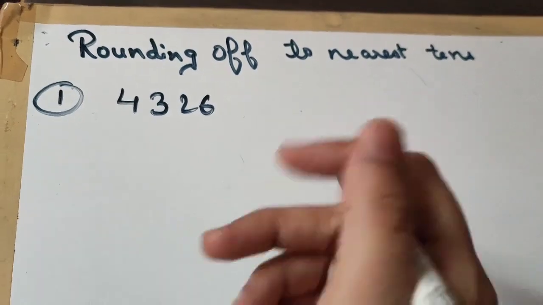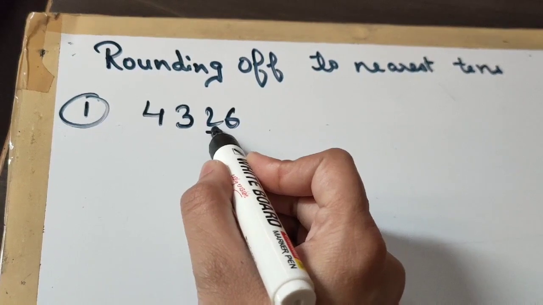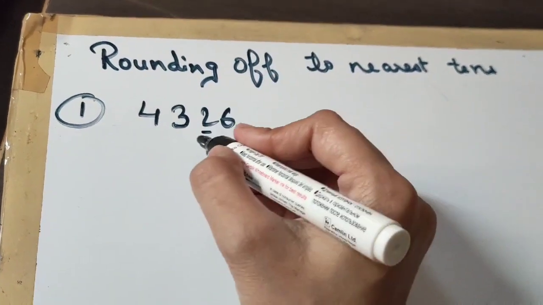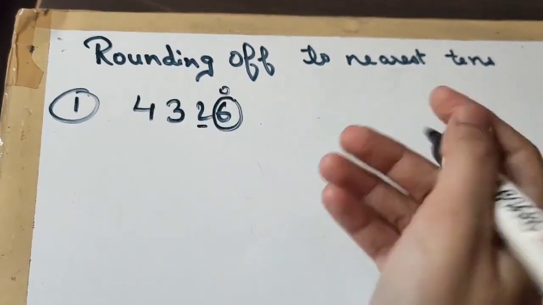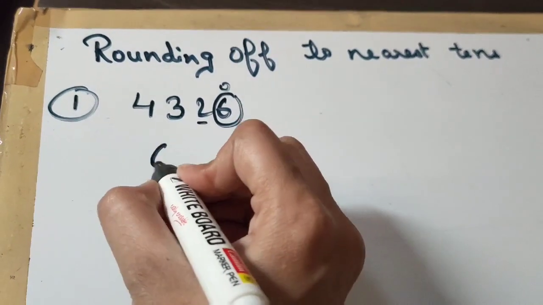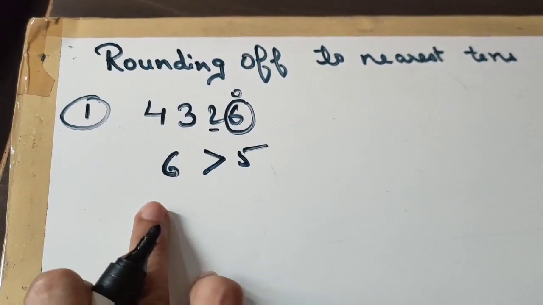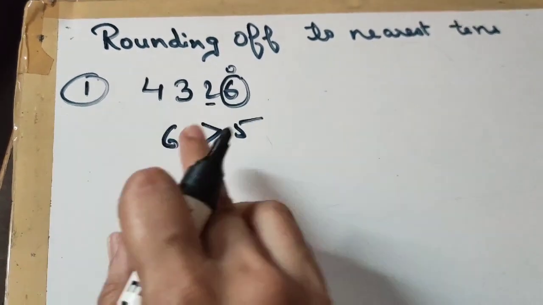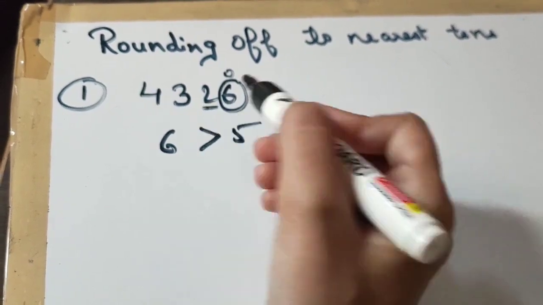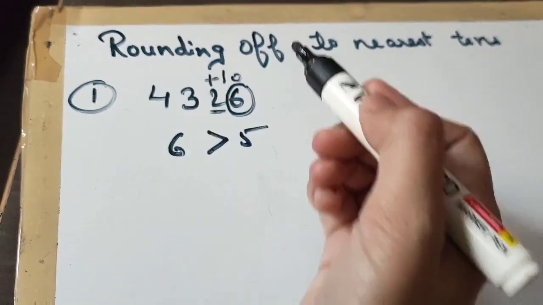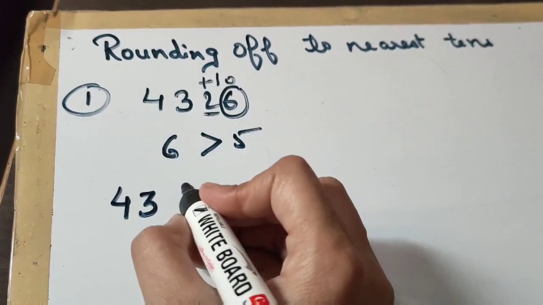How to solve this? Whenever we are doing nearest tens, first we will see the tens place, there is 2. Then on the next number, that is on the right side, we will see the ones place, which is 6. 6 is greater than 5, so that means it's a strong number. So it has the ability to push the number. Which number? It adds to the number at the tens place. Here it will add 1.